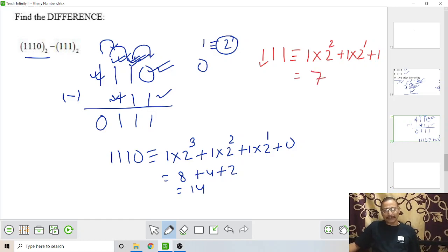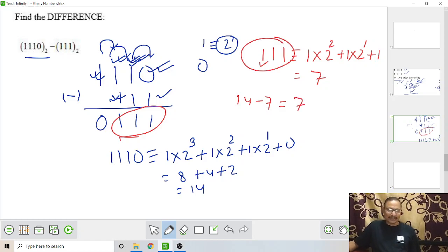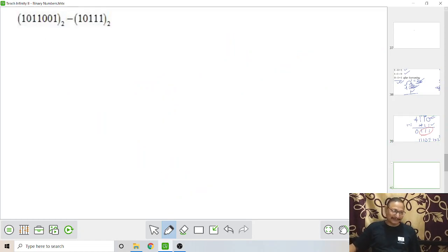So you subtracted 7 from 14, and the answer should be 7. That is written here. 111, that was earlier written here, so it is equal to 7. So the answer is correct. So now you solve this question. Pause the video and solve it. Okay, I'm waiting.